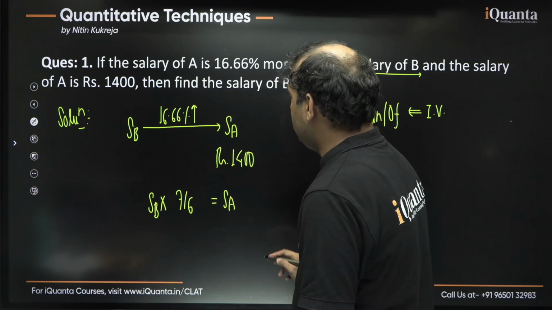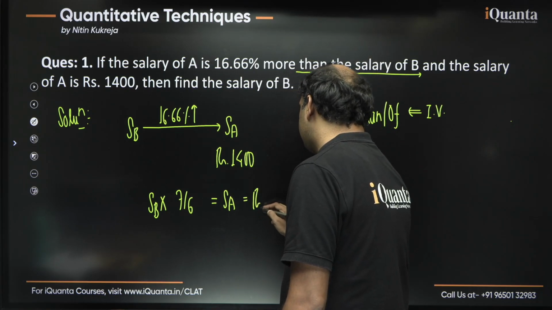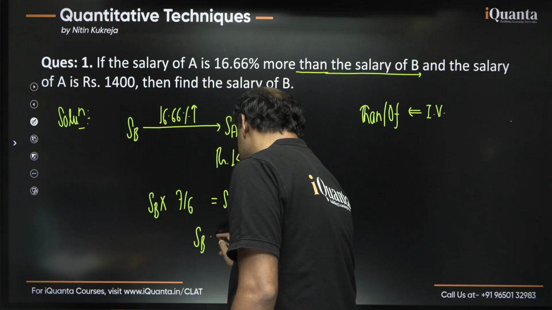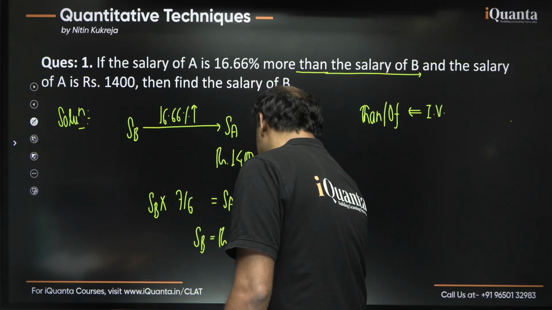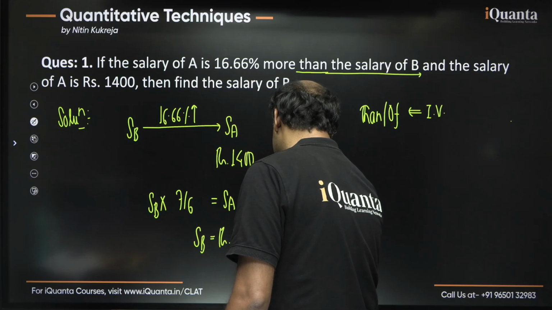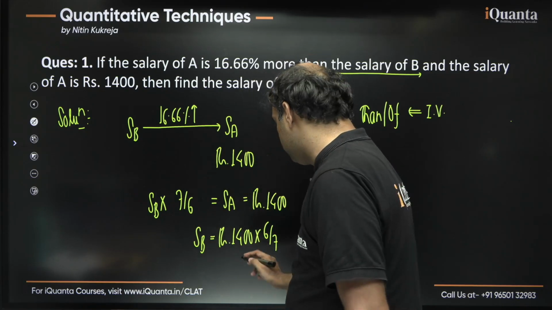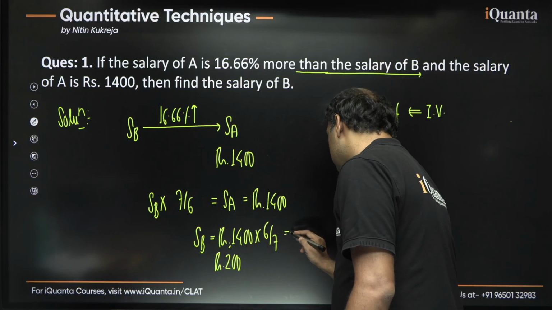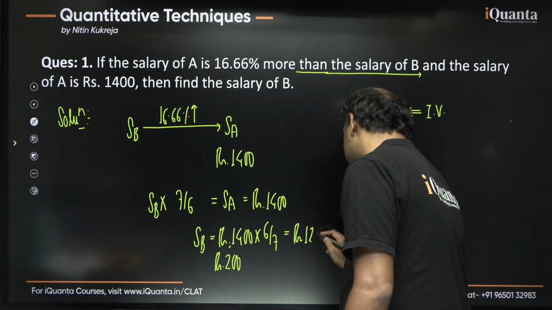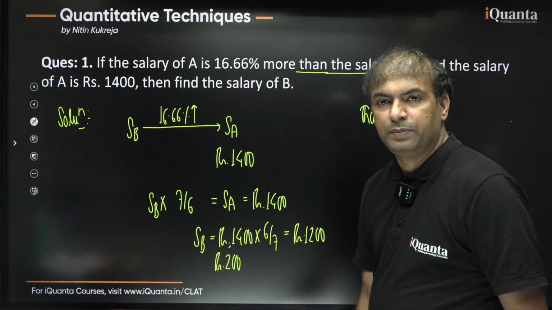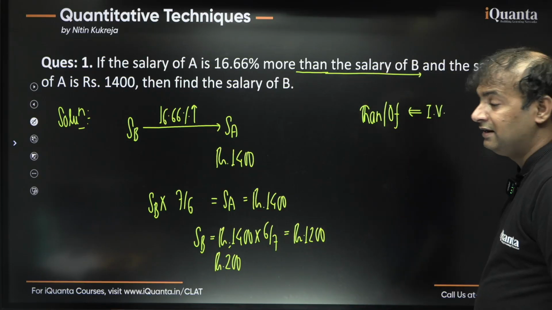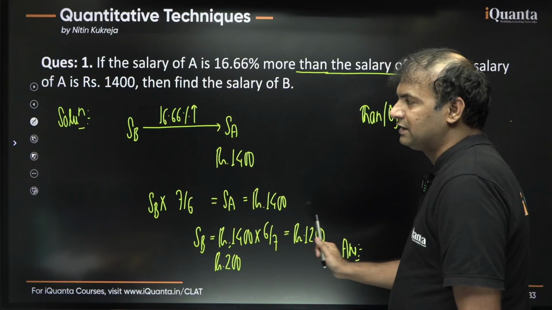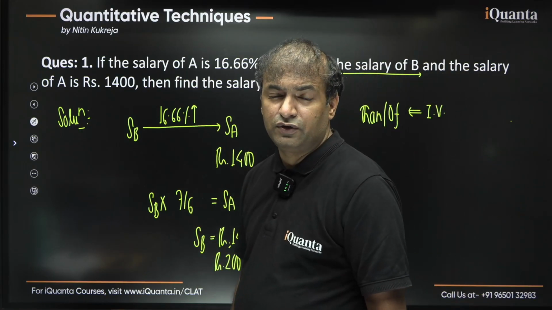Now the salary of A is given to us as rupees 1400, no doubt, right? So how much will the salary of B come to? We can say this is 1400 into 6 by 7. So 1400 by 7 is 200, and 200 into 6 is rupees 1200, right? So we can say here that the salary of B is nothing but rupees 1200, and this is going to be the answer to this particular question as well. Alright guys, so this is how we solve question number 1.